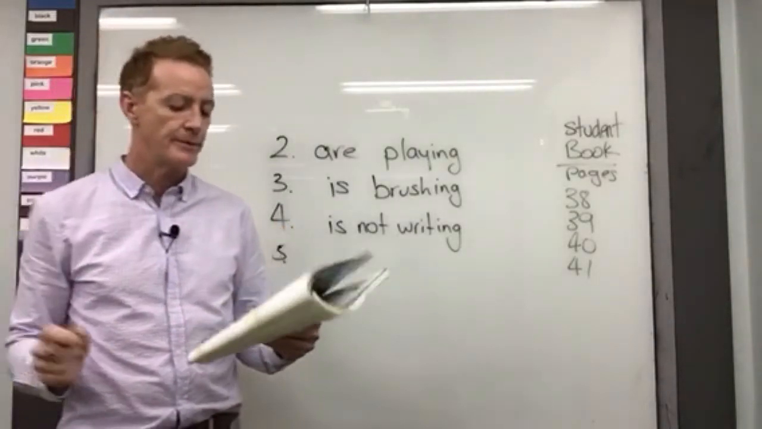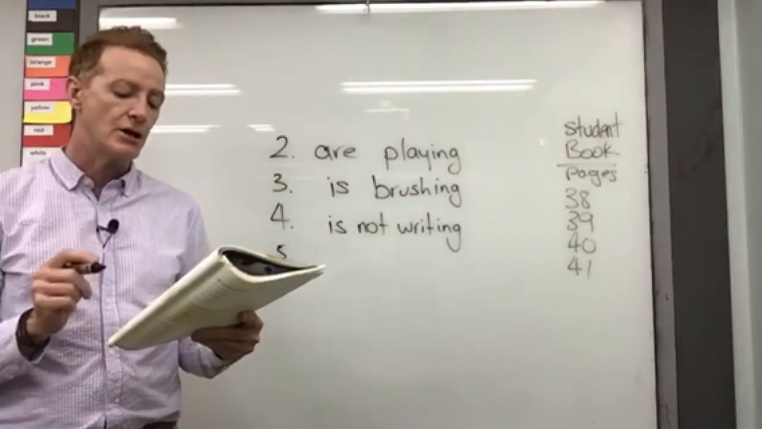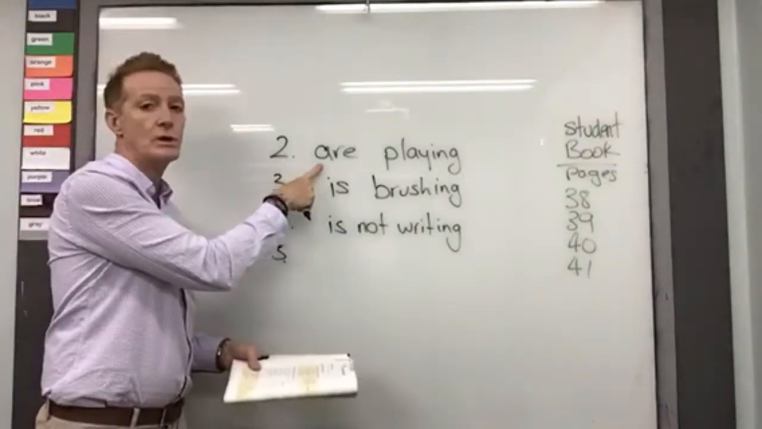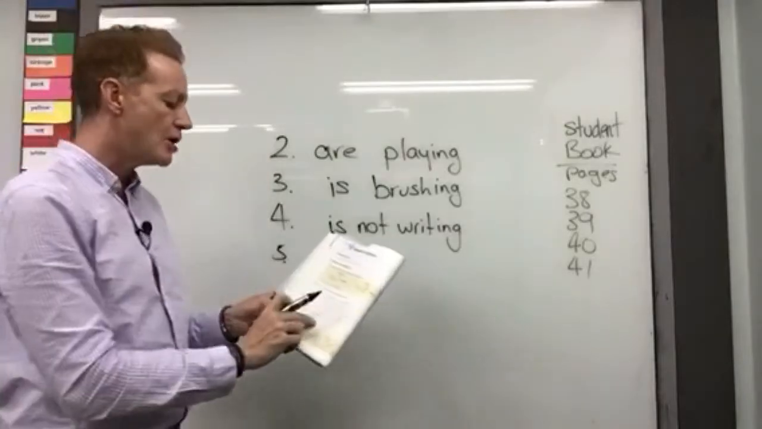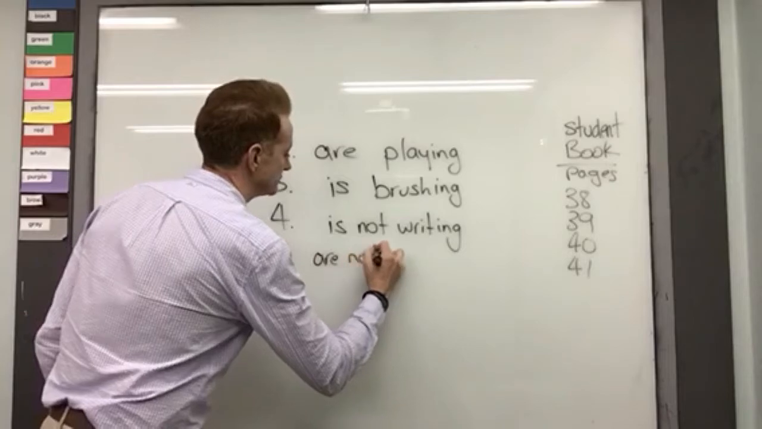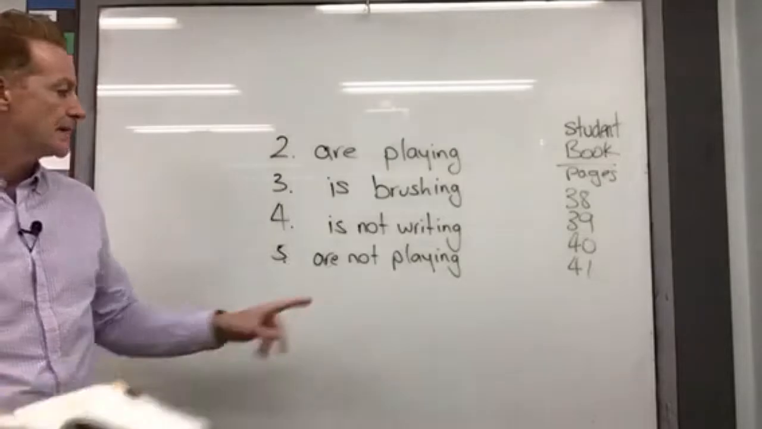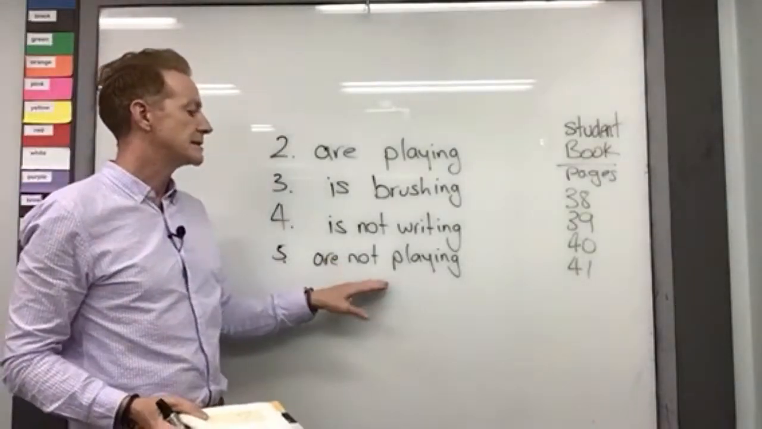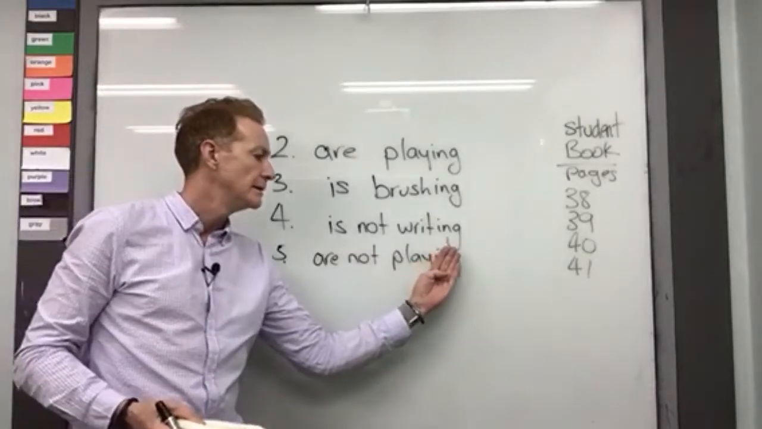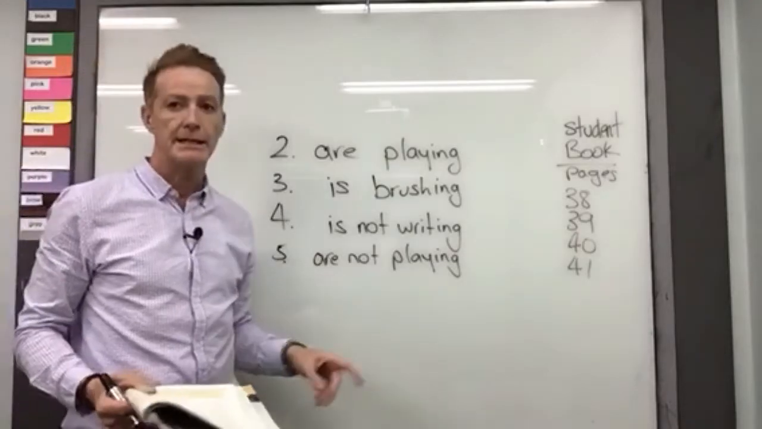Number 5, the verb is not play. Not play. Sam and Tom blank tennis. So Sam and Tom are 2 people. So more than one, we use are. So Sam and Tom are not playing tennis. Sam and Tom are not playing. The verb was not play, so we have to change play plus ing because it's now. Sam and Tom are not playing tennis.